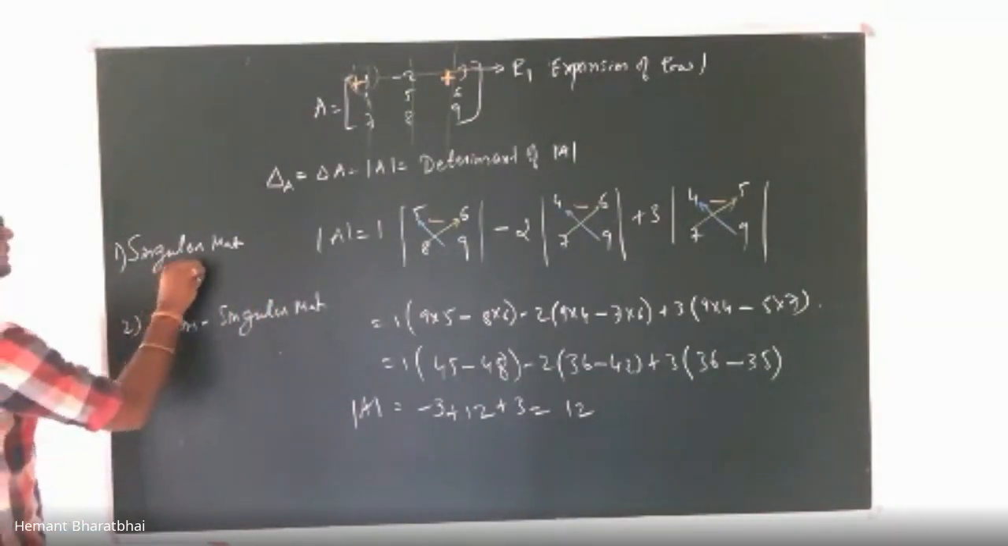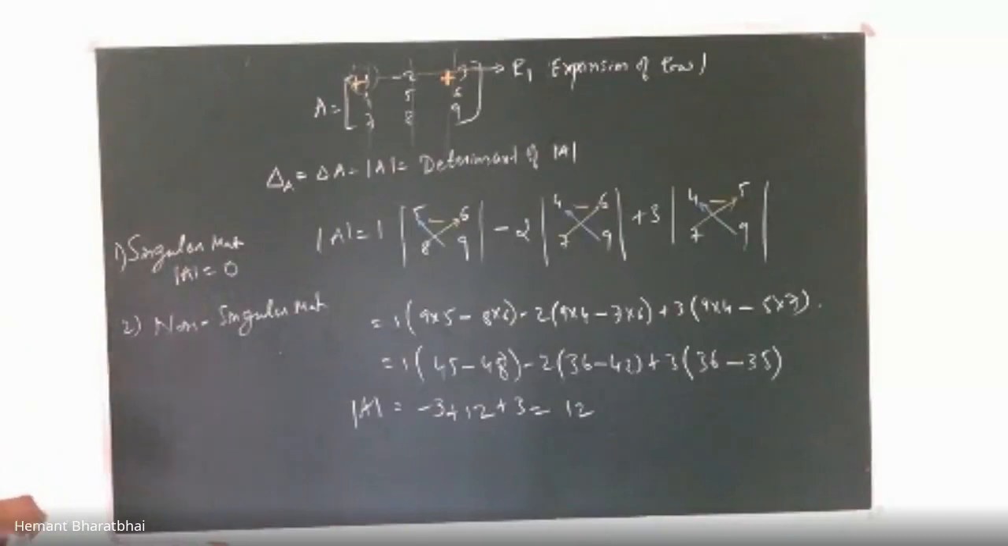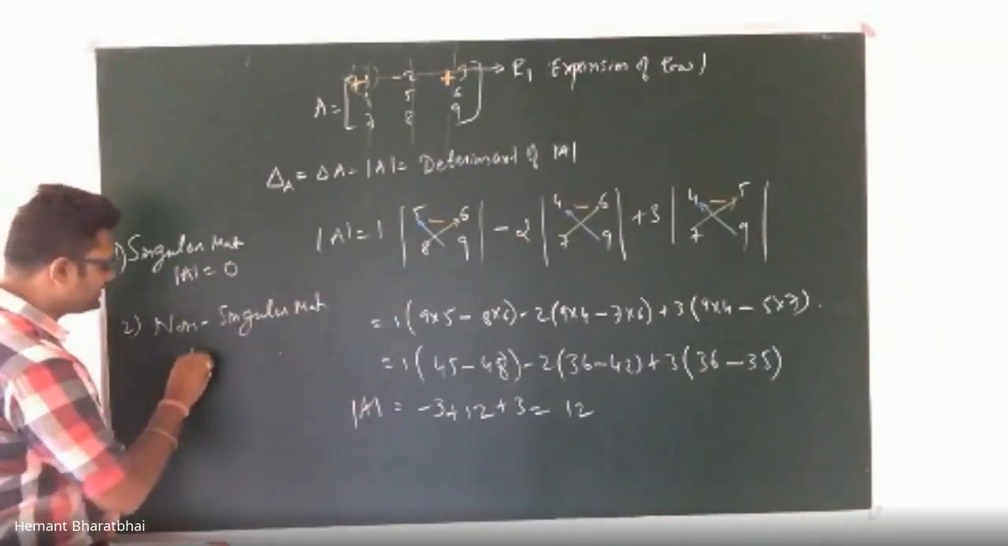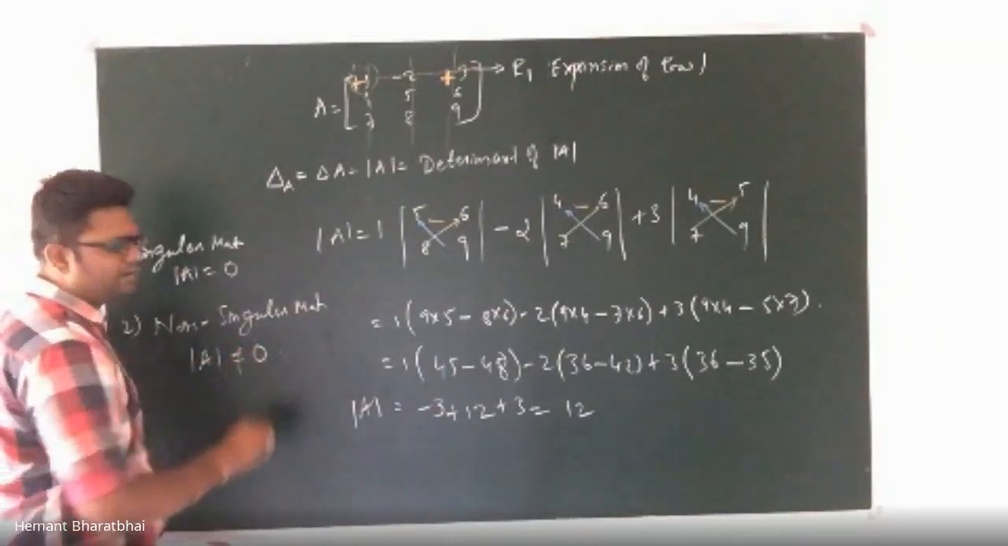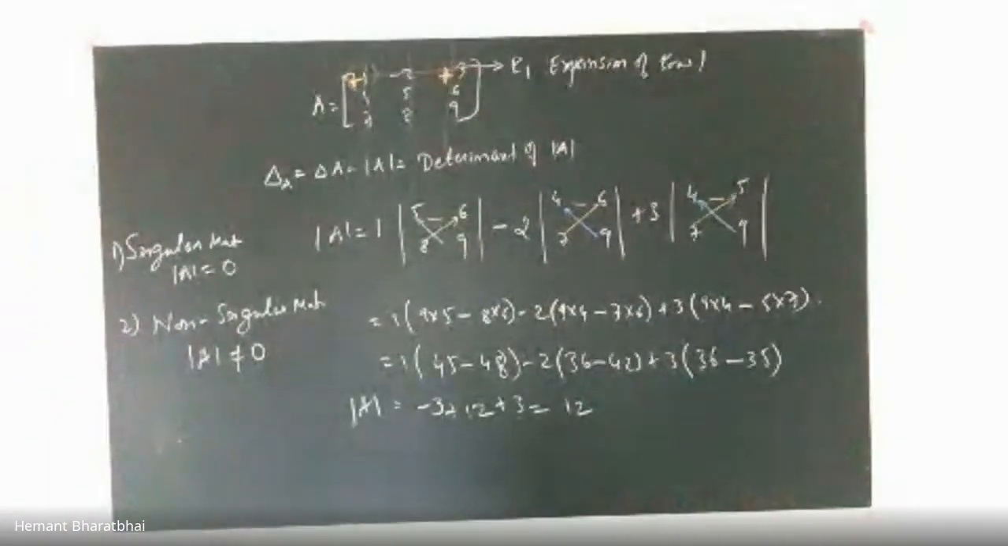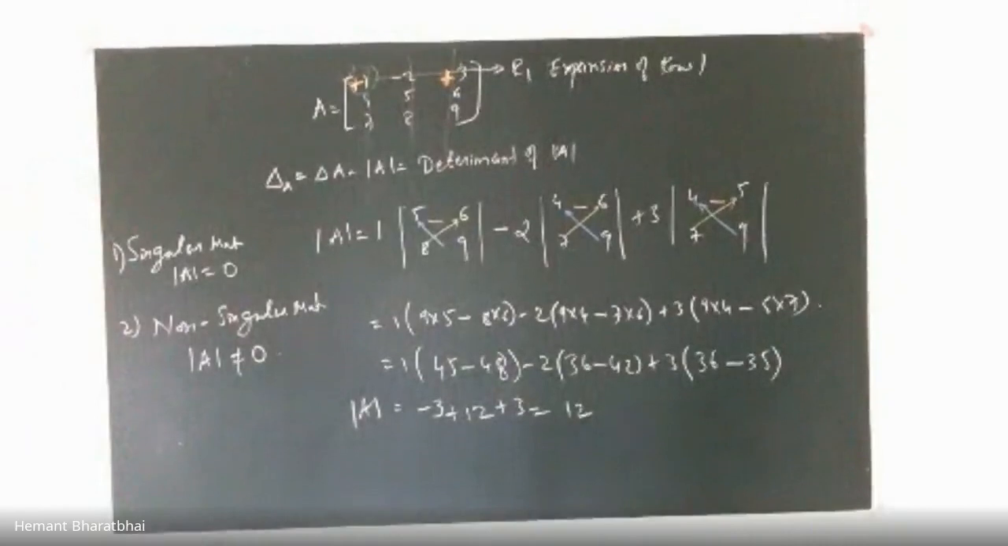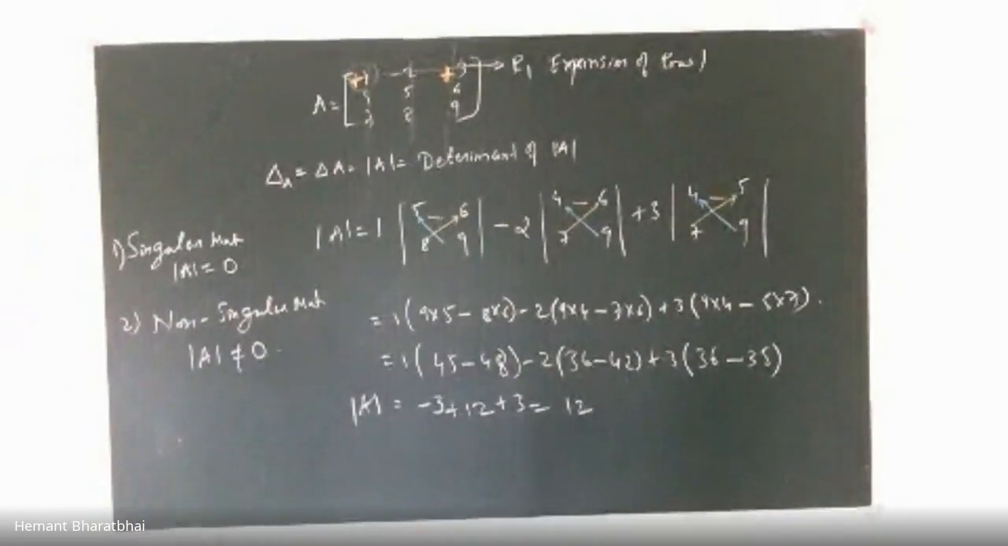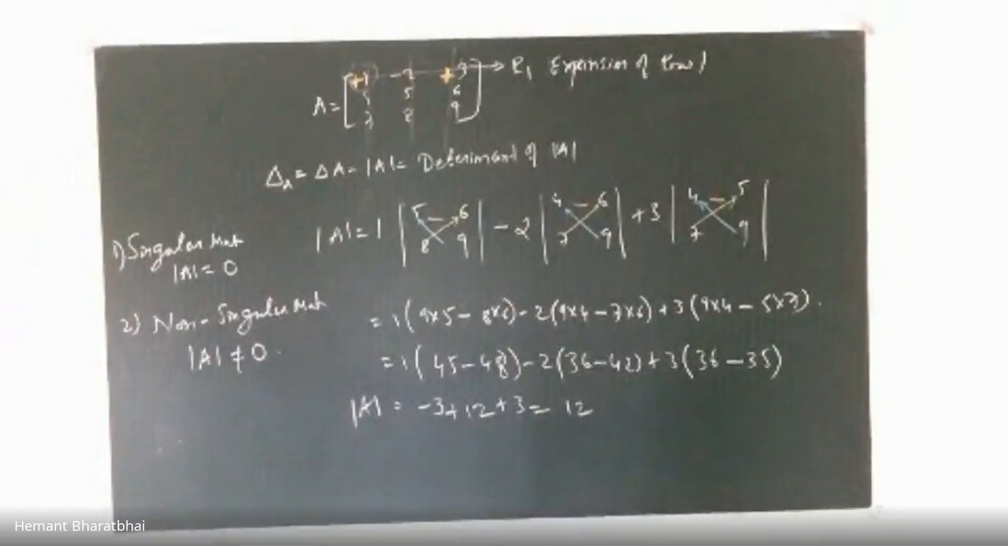So if determinant of a matrix is 0, then it is called a singular matrix. And if determinant of a matrix is non-zero, then it is called a non-singular matrix.